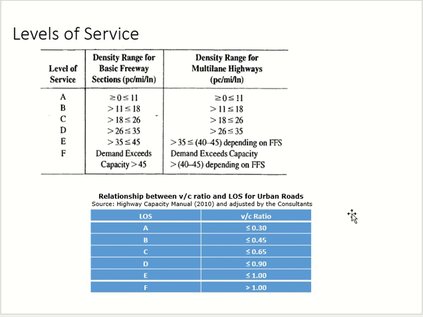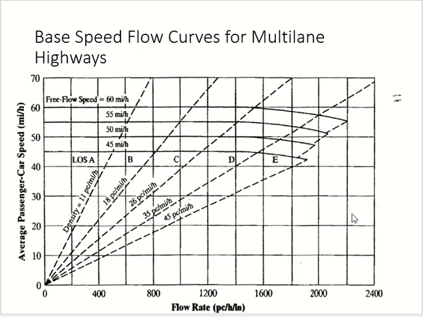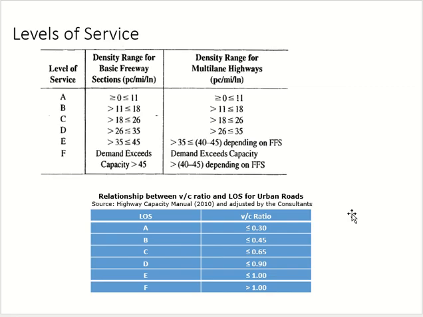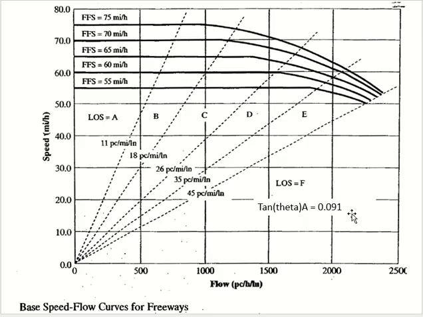I want to draw a line which is for level of service A. What is the maximum density for A? 11. Density is flow upon speed. If I go to the graph, it is the inverse of the slope, right? Flow upon speed is the inverse of the slope. So I take the inverse of 11, it becomes slope, tangent. Clear? Any questions?